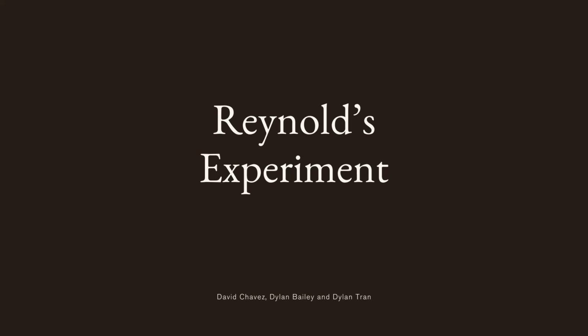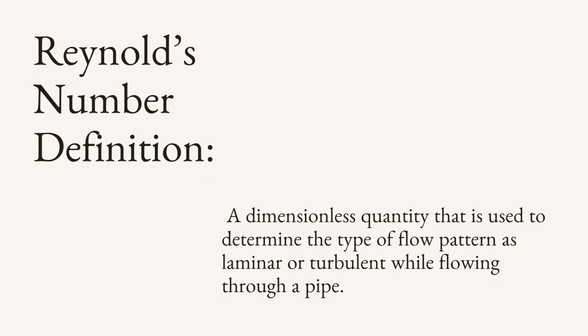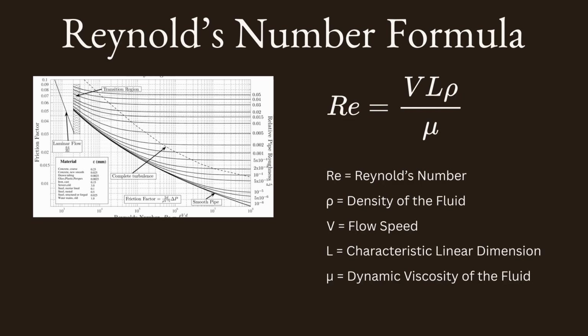Hello, today we'll be discussing Reynolds experiment. Reynolds number is defined as a dimensionless quantity that is used to determine the type of flow pattern as laminar or turbulent while flowing through a pipe. The formula for Reynolds number is VL rho over mu.